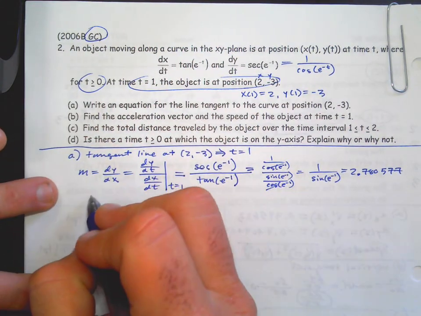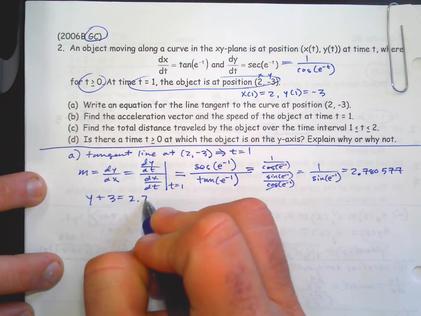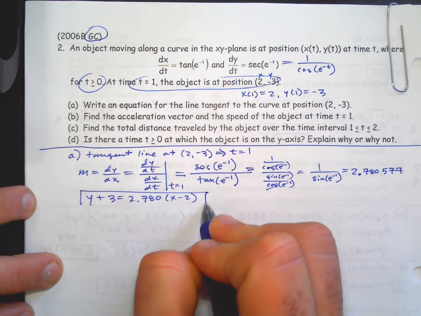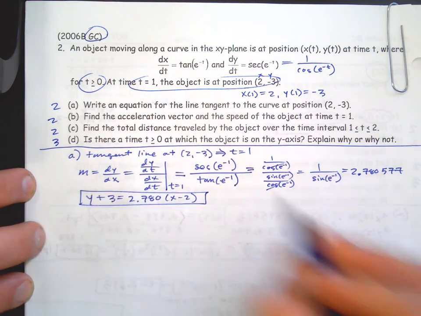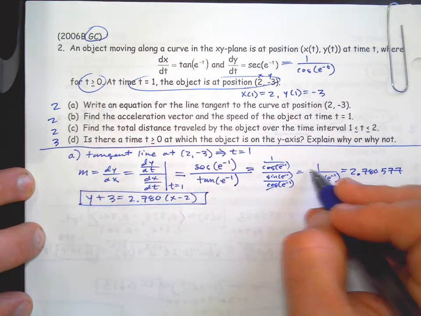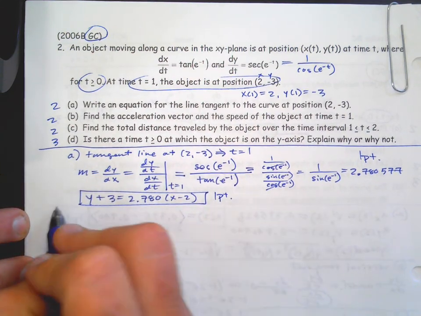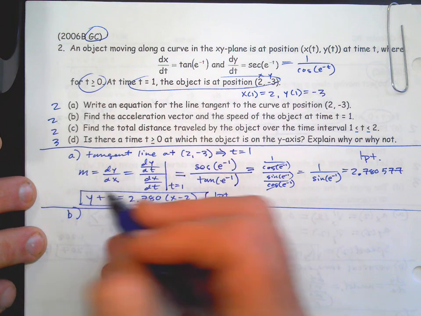Okay, so we're going to write the equation of the line. y plus 3 equals 2.780(x minus 2). Point breakdown here is 2, 2, 2, 3. So you got 1 point for getting your slope and 1 point for your equation, which I would just leave in point-slope form. B says find the acceleration vector and speed.